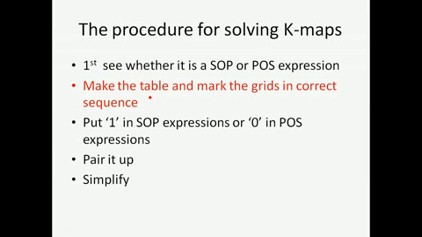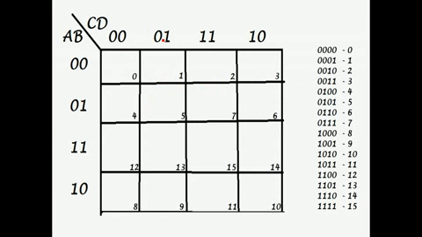Next, make the table and mark the grid correctly in sequence. Okay, so this is the table for 4 bit variables A, B, C, D. It is 0, 0, 0, 1, 1, 1, 1, 0. In the same way, 0, 0, 0, 1, 1, 1, 1, 0. Why this type of sequence? Because we can change only one bit at a time. So 0 over here, 0 over here, these two zeros. And this 0 and 1 changes. Over here, this 1 and 1 remains the same. This 0 and this 1 changes. And lastly, over here, this one remains the same, this one and this zero changes. In the same way over here.